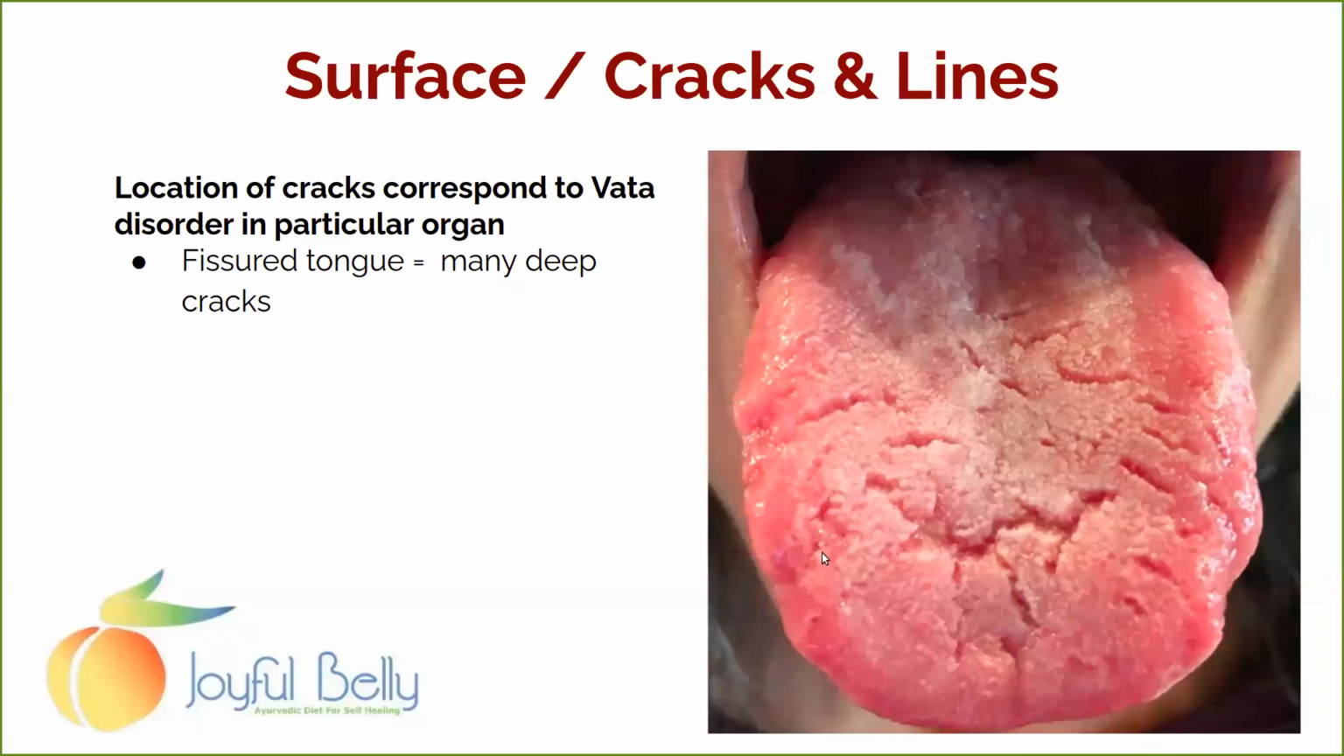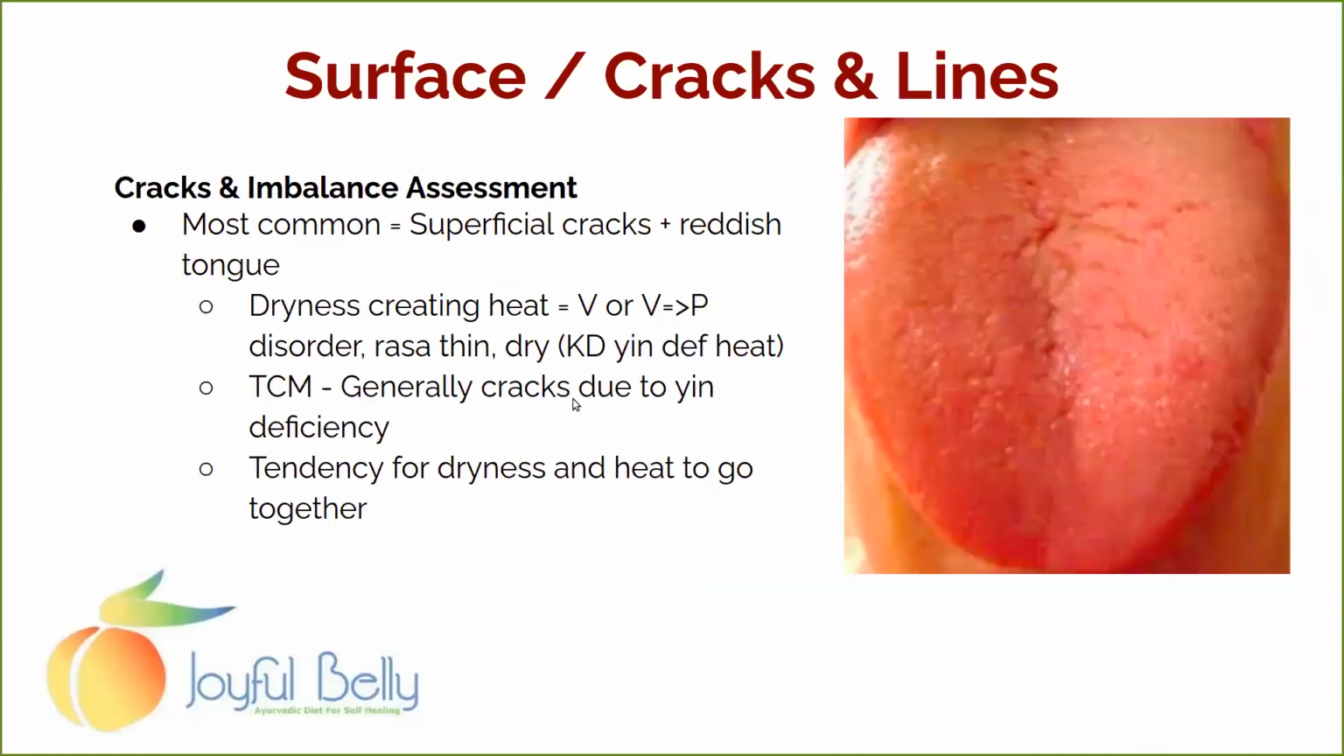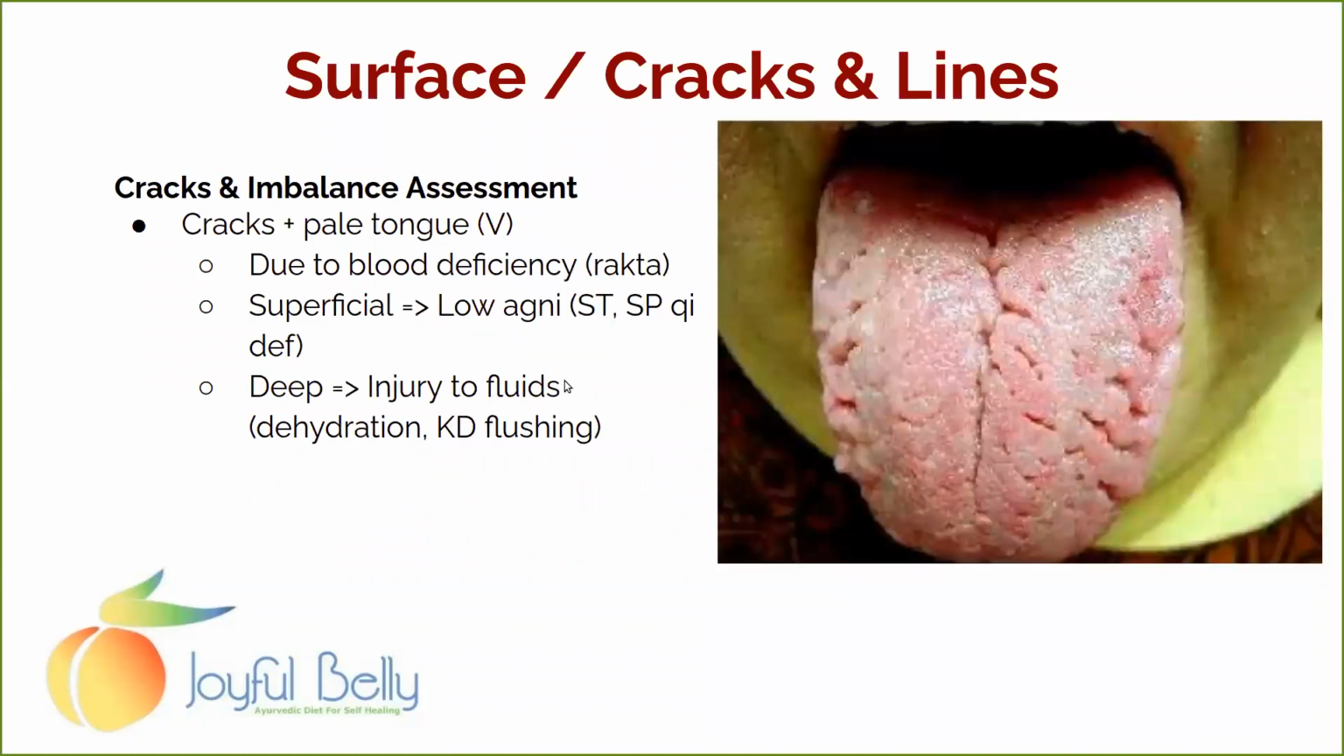This is a fissured tongue, like that photo in the cover photo, which is many deep cracks. You have the geographic tongue, where there's many patches on the tongue, and a fissured tongue is where there's many deep cracks. But most common is you'll see superficial cracks like this on the tongue as a person ages. And it's just a bit of, again, dryness in the body.